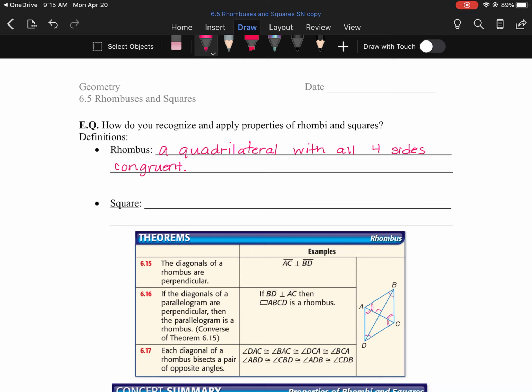We're going to learn some more facts about them in a little bit. But a square is a quadrilateral that is both a rhombus and a rectangle. So with that being said, that means a square has all the properties of a rhombus, and it's going to have all the properties of a rectangle, which we learned about in section 6.4.